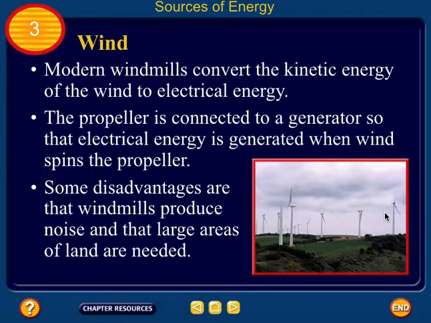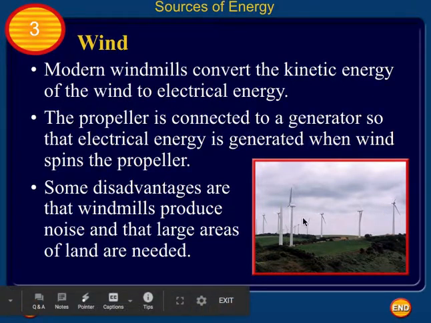Wind power. Wind is another inexhaustible supply of energy. Modern windmills like the ones in figure 25 convert the kinetic energy of wind to electrical energy. The propeller is connected to a generator, so the electrical energy is generated when wind spins the propeller. These windmills produce almost no pollution. Some disadvantages are that windmills produce noise and that large areas of land are needed. Also, studies have shown that birds sometimes are killed by windmills.